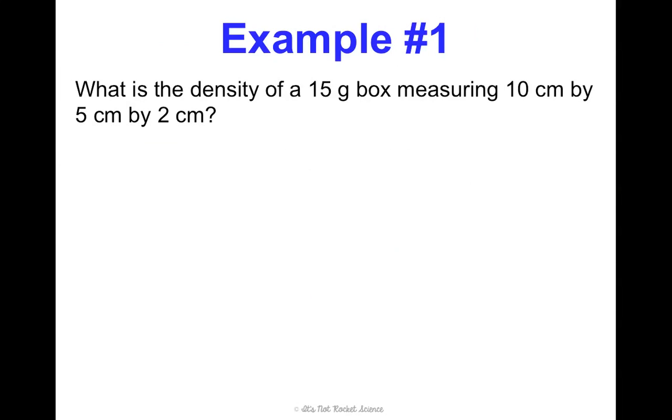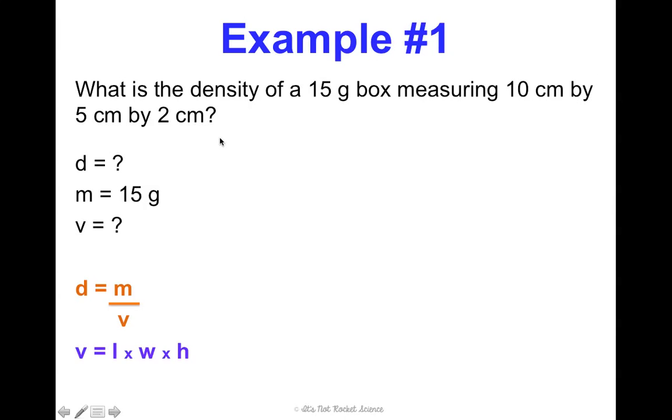I could ask you, what is the density of a 15-gram box measuring 10 centimeters by 5 centimeters by 2 centimeters? So we're looking for density, and you know that the mass is 15 grams. We don't know the volume, but we know that we need to find it because density is mass divided by volume. Now this is a box, and so we can see that it's a rectangular prism. So we're given the three sides, the length times the width times the height. So we can use that to find the volume of this box. And that's what we're going to do first.